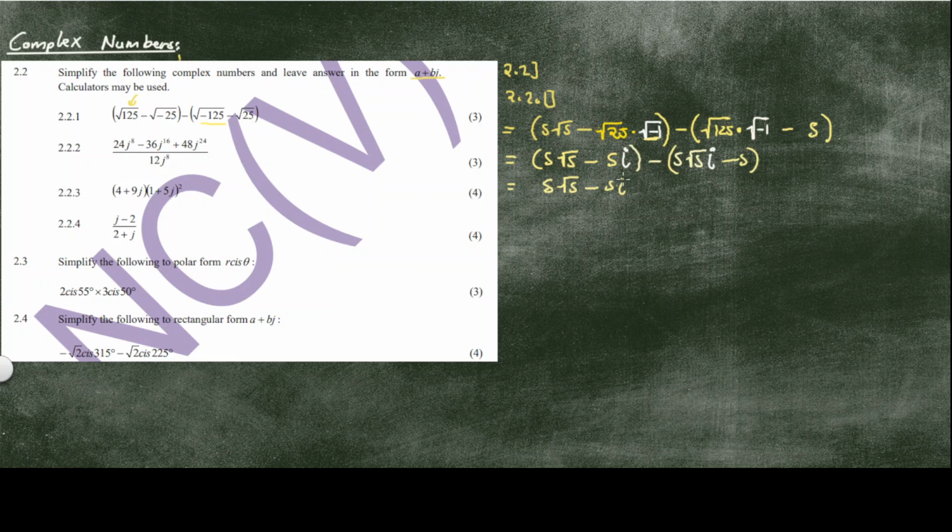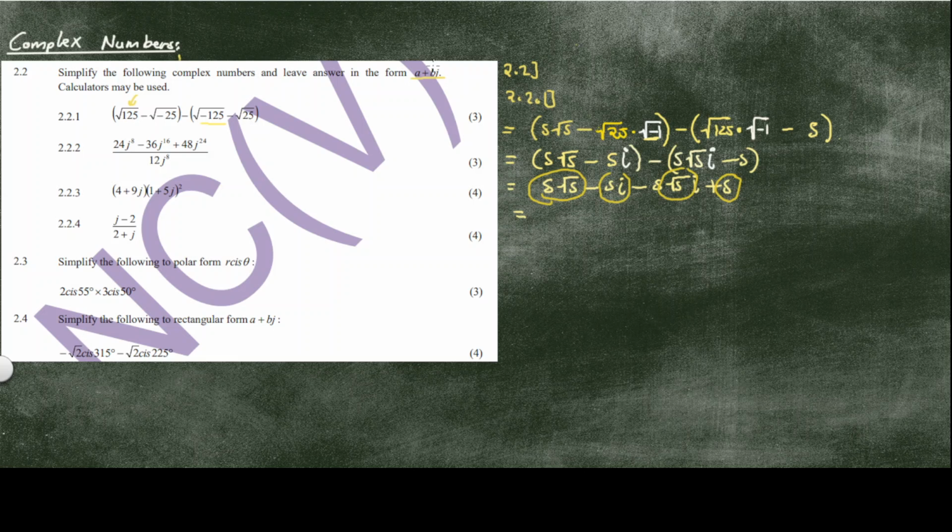Minus 5i minus 5 square root 5i plus 5. Then this one and that one are like terms, aren't they? But unfortunately, we cannot add the two. And then the same goes with this one and that one. They are also like terms by the i. However, we can write it like this.